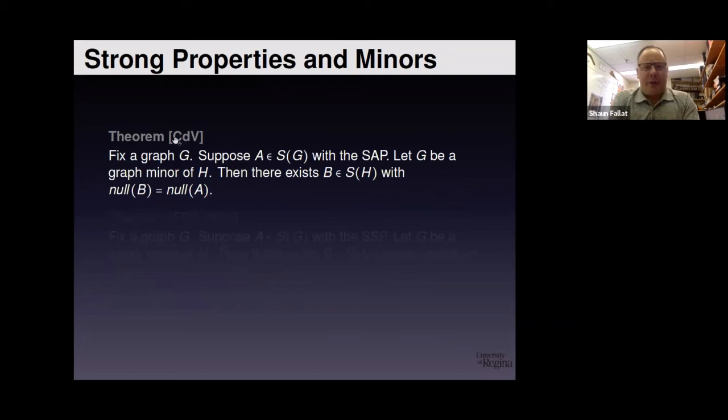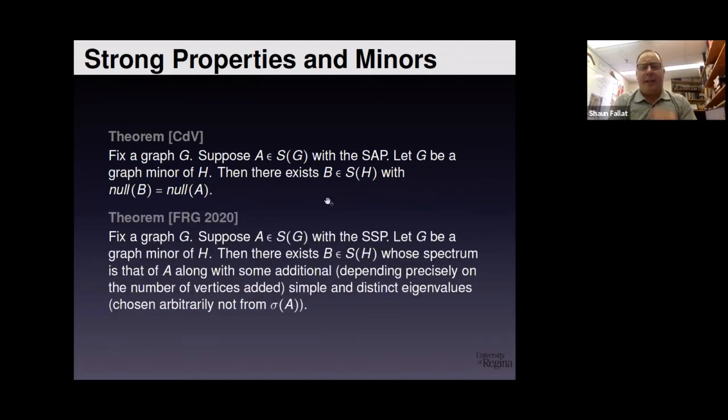Going back to Colin de Verdière, as I mentioned, the parameter mu was minor monotone, which translates into a result like this. If you have a matrix A with the SAP, and you have G that's a graph minor of H, then there exists a B in the larger graph that preserves the nullity. And you can extend that idea to the strong spectral property.